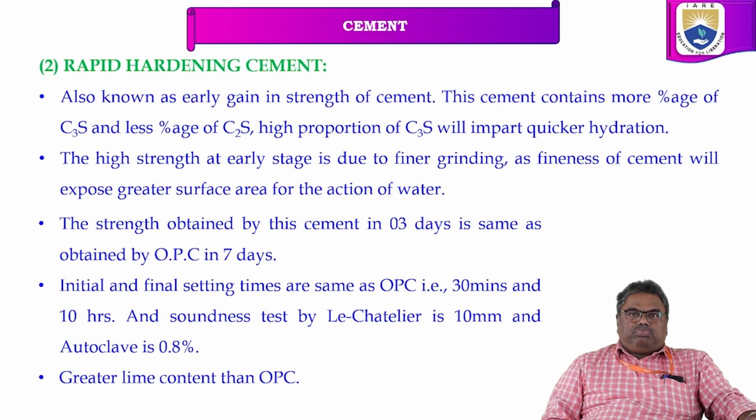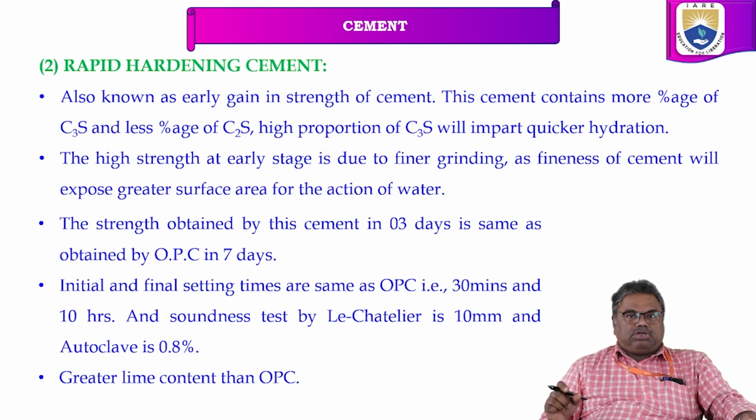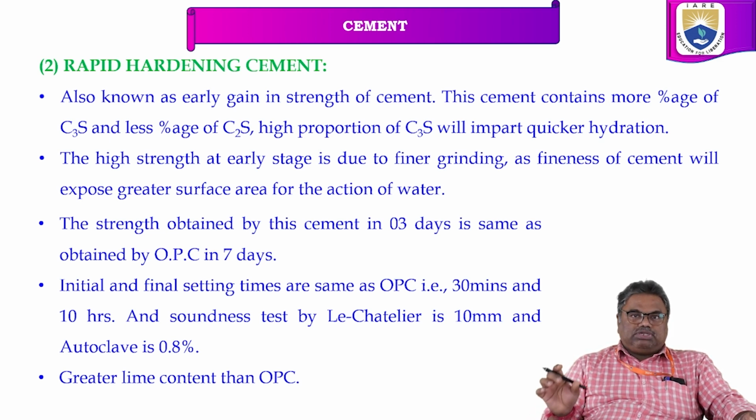The strength obtained by rapid hardening cement in 3 days is the same as that obtained by using ordinary Portland cement in 7 days. So if you are using ordinary Portland cement, for example, for 7 days, whatever strength the OPC will give, this rapid hardening cement will give the same strength in 3 days.